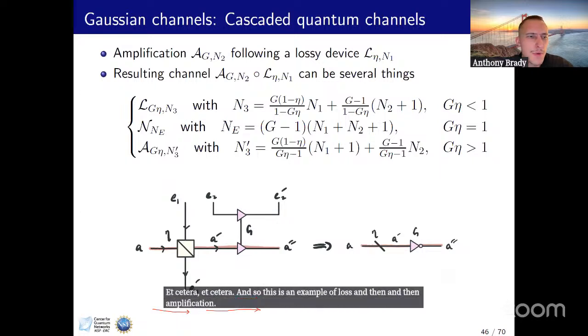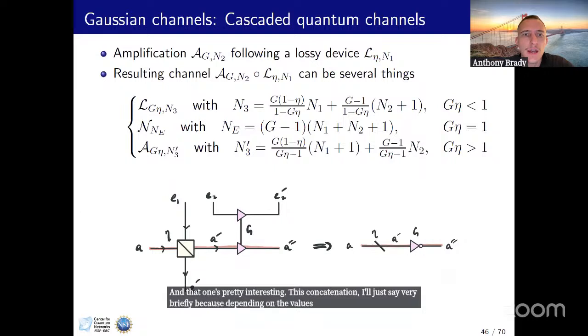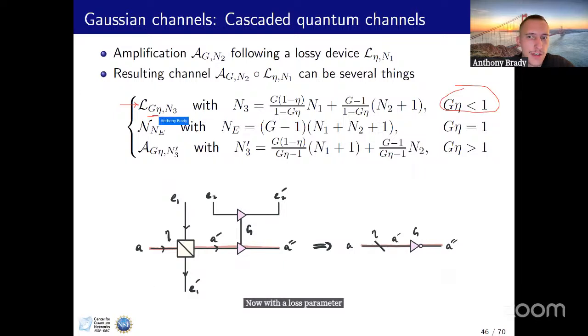And that one's pretty interesting. This concatenation, I'll just say very briefly, because depending on the values of the amount of amplification and the amount of loss, this can be three different channels. So basically, if the gain isn't that high, so it's more or less less than the loss, then the resulting concatenated channel is a thermal loss channel. Now with a loss parameter G times eta. So G times eta is less than 1.